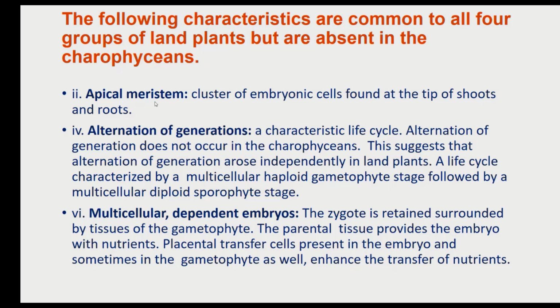Apologies for that. So the apical meristem is a cluster of embryonic cells found at the tip of the shoots and roots. And also the alternation of generations, a characteristic of a life cycle, does not occur in the Charophytes, and this suggests that alternation of generations arose independently in land plants, with a life cycle characterized by a multicellular haploid gametophyte stage, followed by a multicellular diploid sporophyte stage. Just to make a note on that, at the end of this unit there will be a lot of life cycle stages that you will need to master and be aware of.